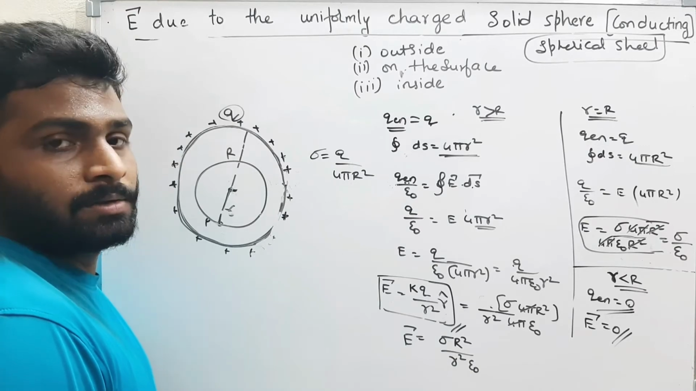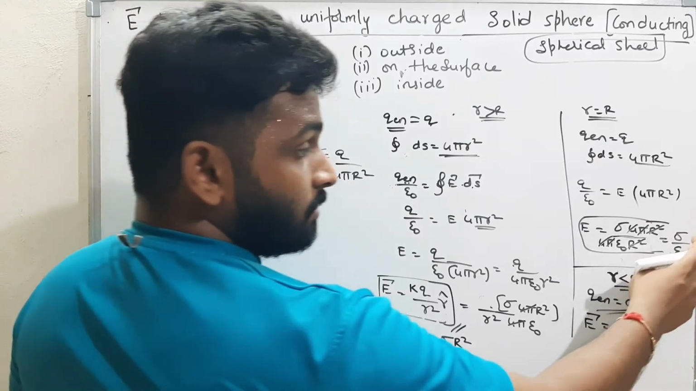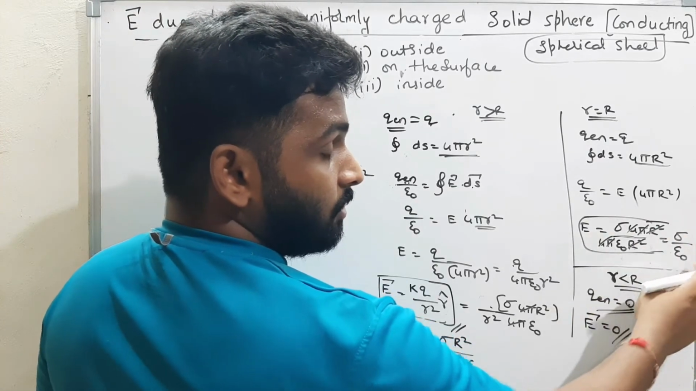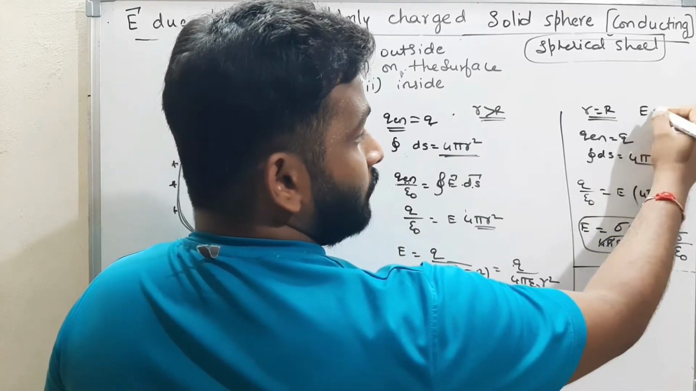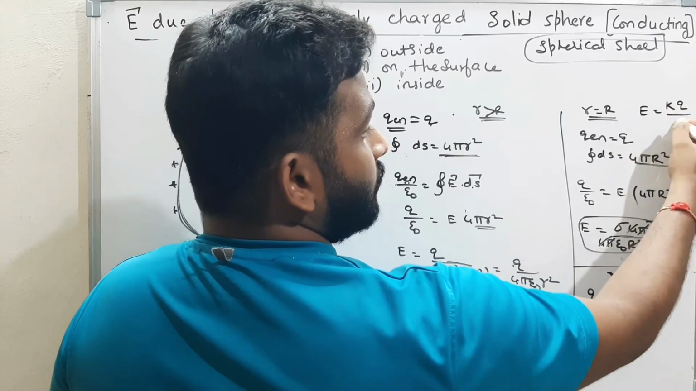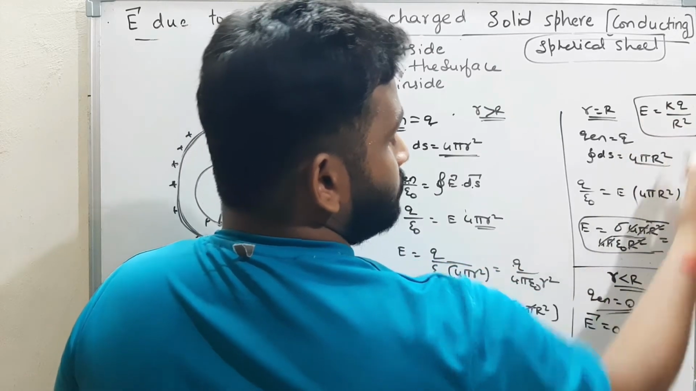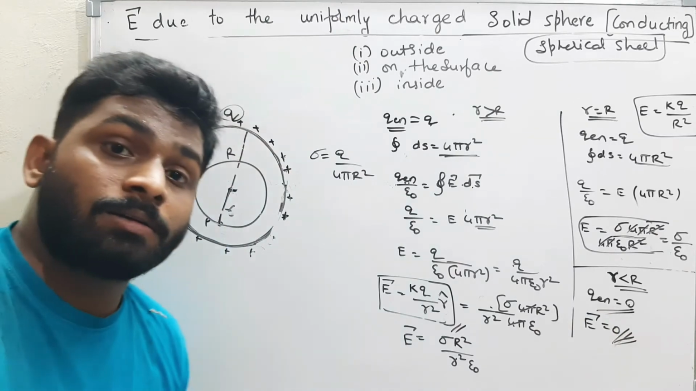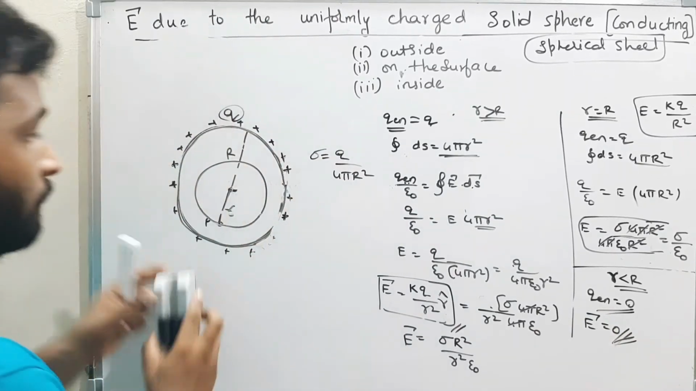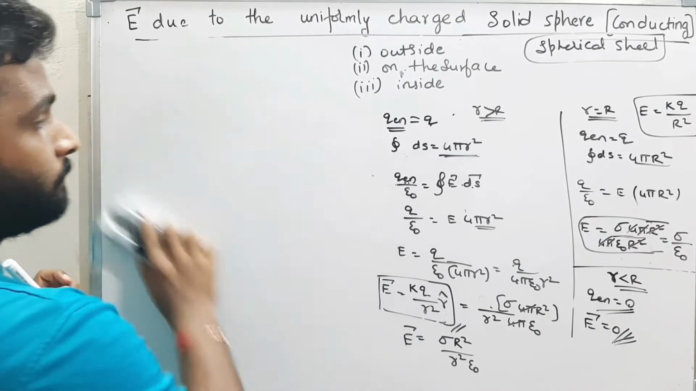And that is clear. In terms of sigma, the electric field is sigma by epsilon naught, and in terms of charge, the electric field is K Q by capital R square. And here, inside, the electric field is 0. I think that is clear. Okay, now see the graph. This graph is very important.